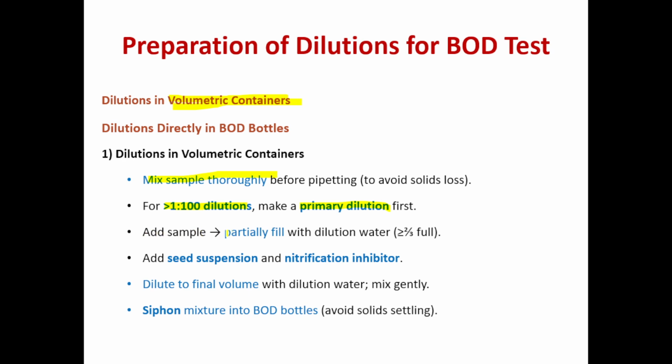Add the sample. The first thing is that we need to partially fill the volumetric container, preferably two-thirds full. Then at that time we will add seed suspension and nitrification inhibitor. After that we will dilute it to the final volume with dilution water and mix it gently. Now we will siphon this mixture into the BOD bottles to avoid solid settling.